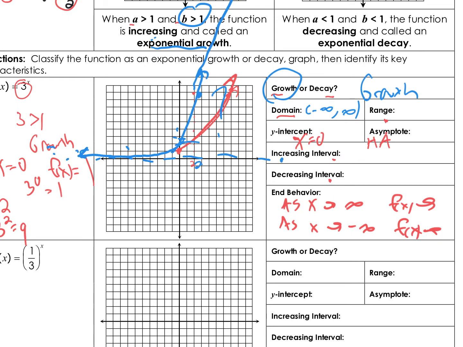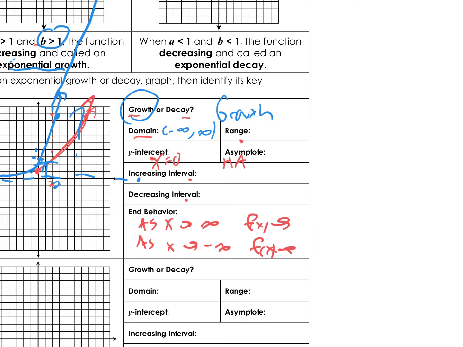at y equals 0, but it does go up forever. So what I'm going to say is it cannot equal 0, but it can go up to infinity, but it can't be equal to infinity either. And the y-intercept would be 0, comma 1. And the asymptote is y equals 0.